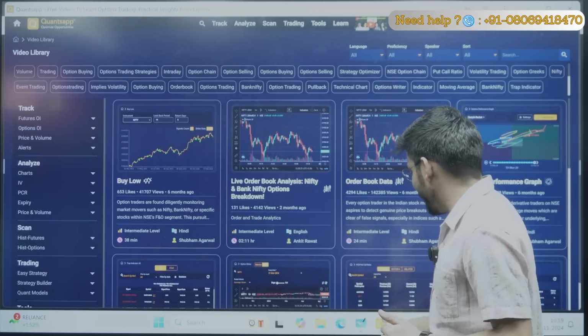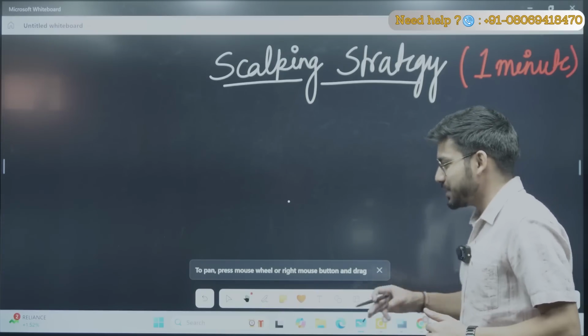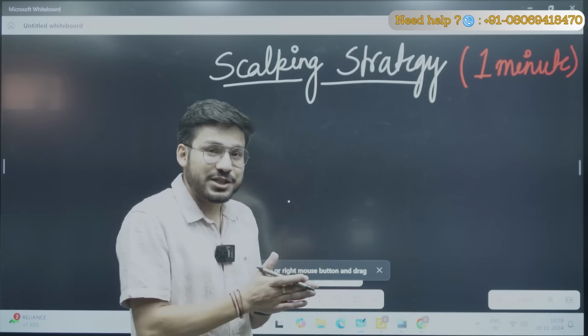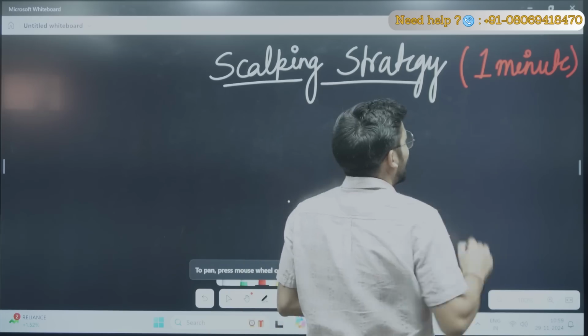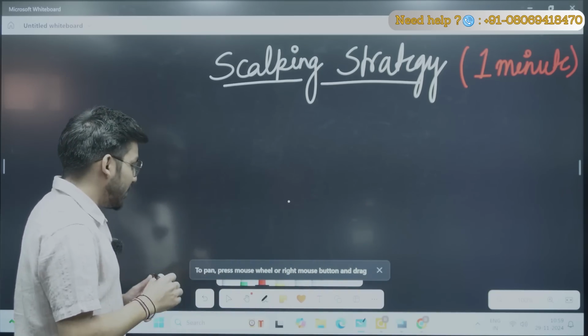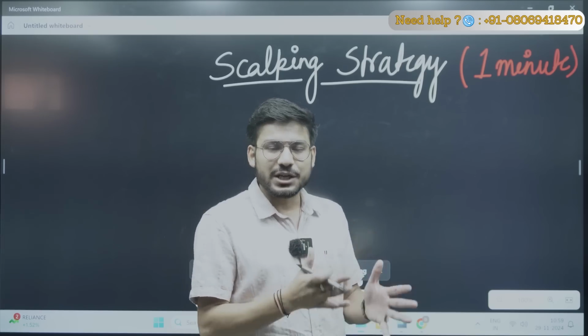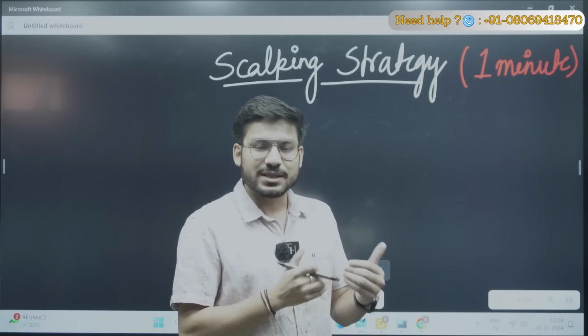In today's video, we will be talking about scalping strategy, and this scalping strategy we will be using the time frame of 1 minute, right? Now, what are the indicators that we will use, or what is the strategy or conditions that we will use? So I'll be discussing them.